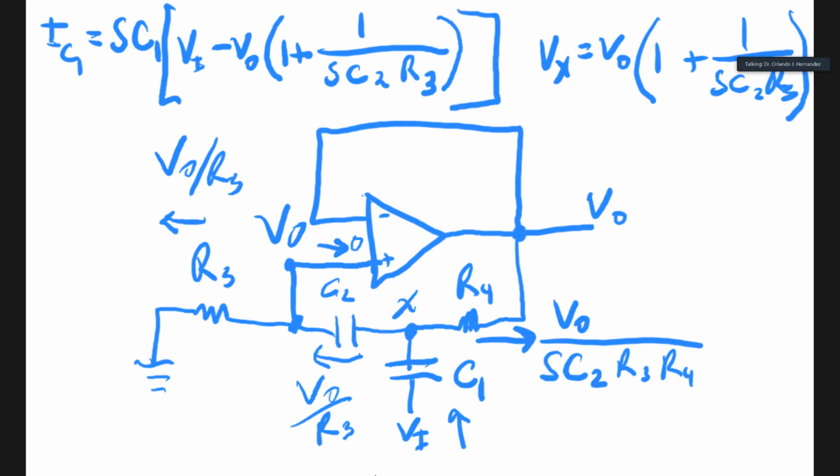So I can use that analysis to come up. Now I have different equations such as Vx and the current through C1. I have equations that I can use to come up with a response for that circuit and relate it to the coefficients and the components.